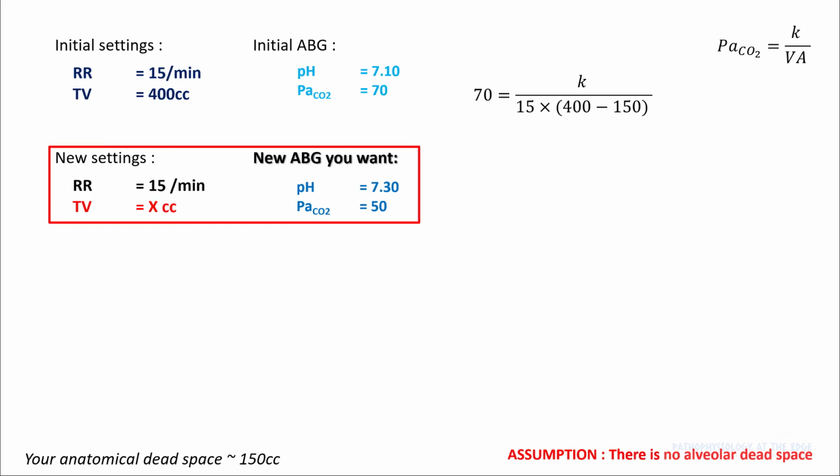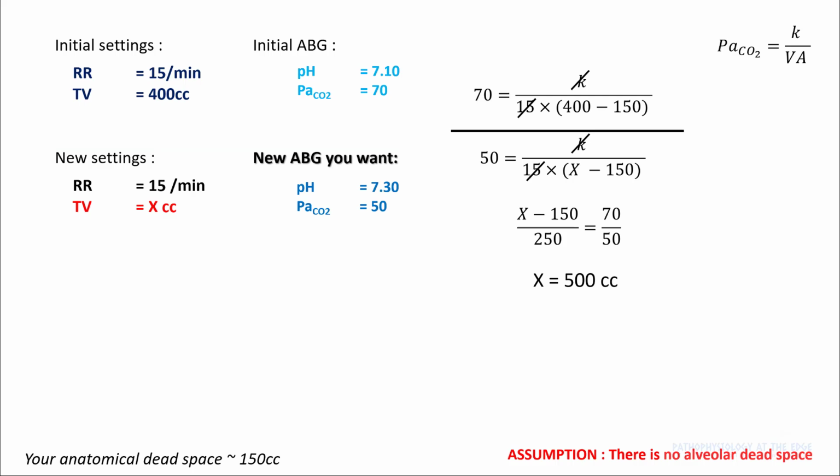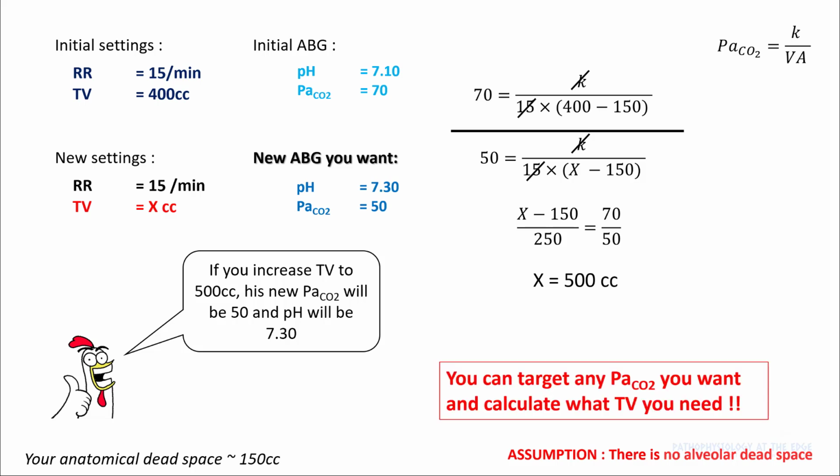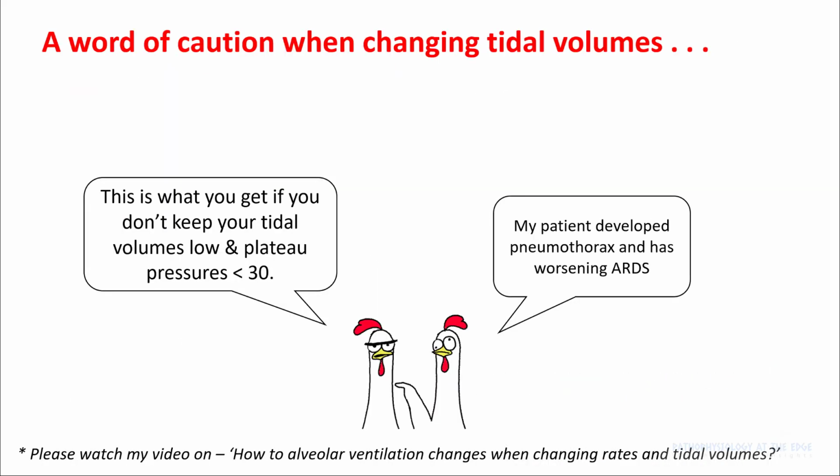Instead of rate, you change the tidal volume to X, and similarly, you can figure out that your X is 500. So if you increase your tidal volume to 500 cc's, your new PaCO2 will be 50 and pH will be 7.30. So again, a word of caution when changing the tidal volume: think about barotrauma and volutrauma and lung protection strategies.